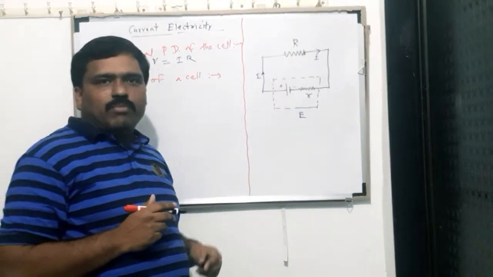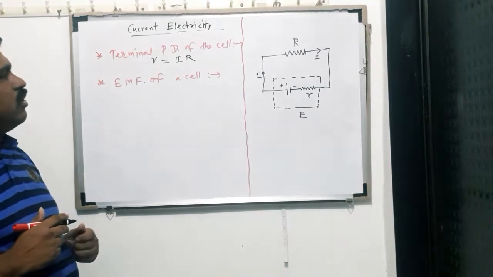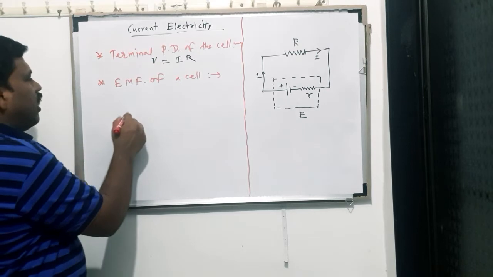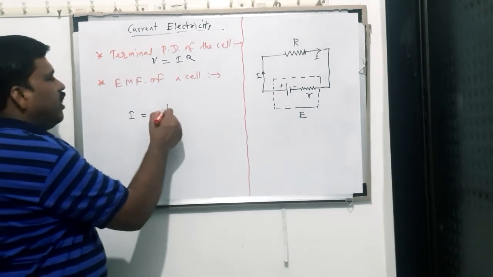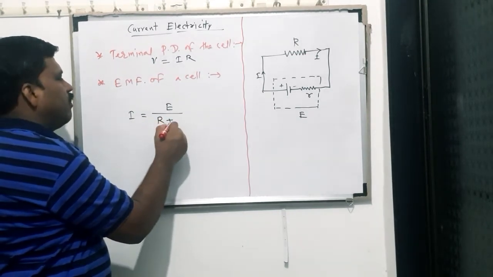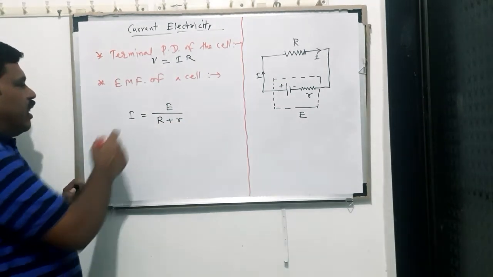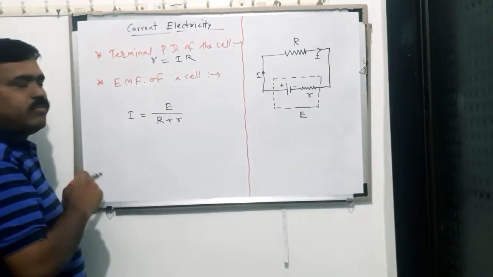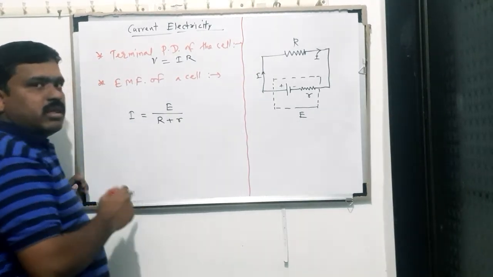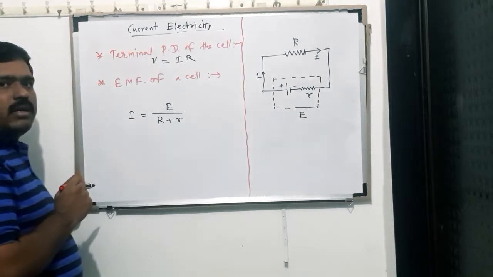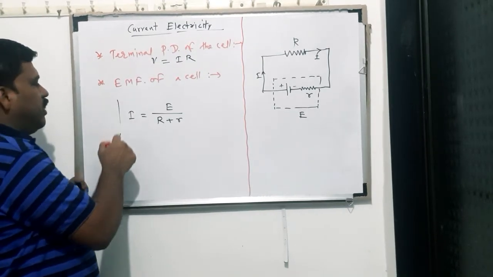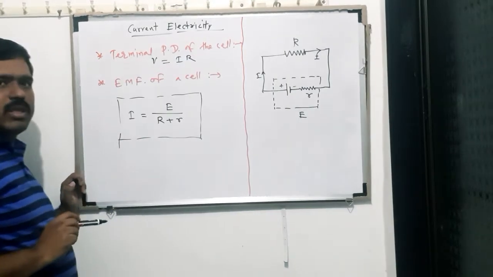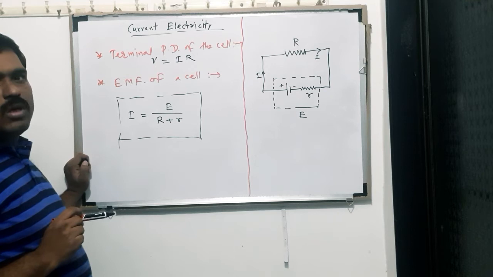And from this equation also we know the relation for current through the circuit. I is equal to E divided by R plus small r. Here I is the current through the circuit, E is the EMF of the cell, capital R is the external resistance, small r is the internal resistance, and this is the expression for the current through the circuit.